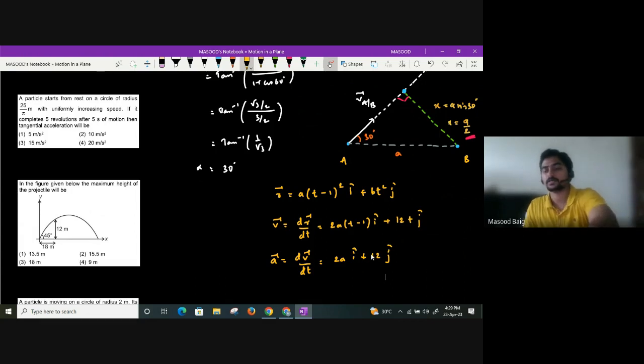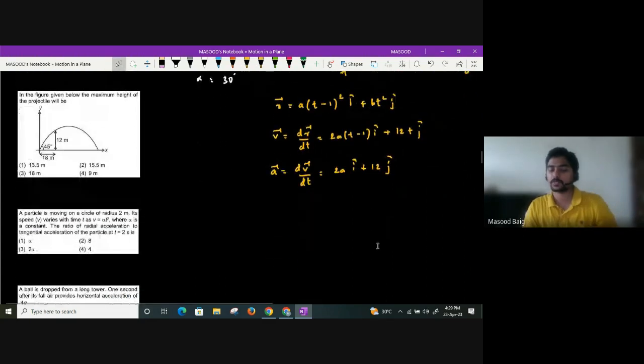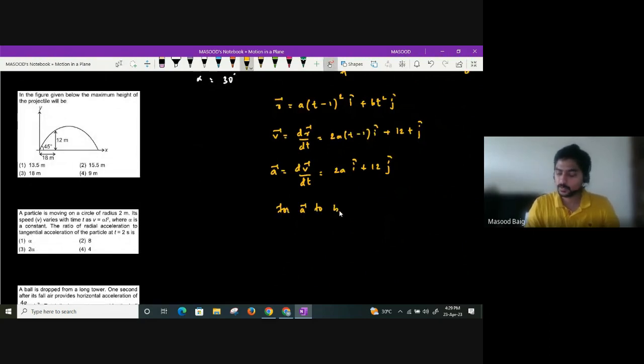Now they are saying acceleration should become perpendicular to velocity. So for acceleration to be perpendicular to velocity, when will two vectors be perpendicular? If their dot product is 0, or not. So what can we write? (2A i cap plus 2b j cap) dot (2A into (t minus 1) i cap plus 2bt j cap) should be equal to 0. Yes or no?